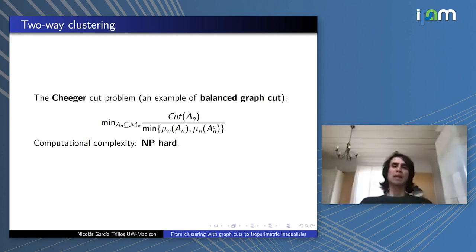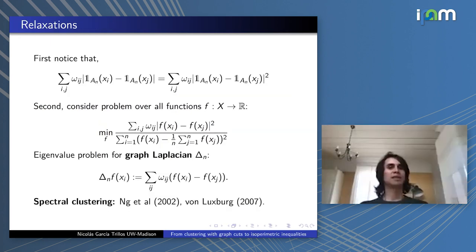But let's say just historically, the fact that this is an NP hard problem immediately motivates people to look for relaxations. So just as a historical review, let me talk about some of the relaxations that people have considered. The most popular one perhaps is the one that goes as follows.